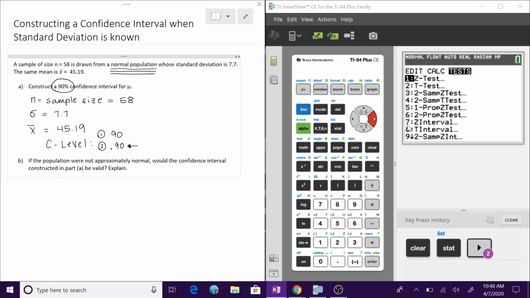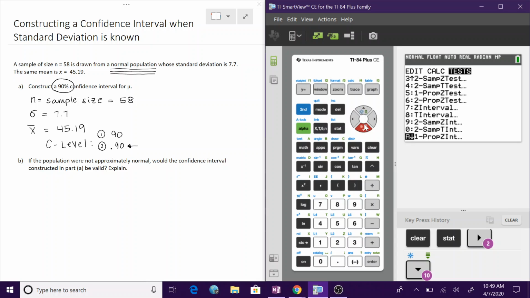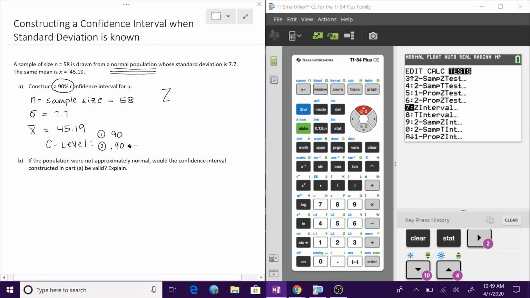So from there, what we want to do is go down to number 7. We also like number 8. And we also like number A. Now, specifically for this problem, we know what our standard deviation is, or our sigma. So since we know our sigma value, we want to use our z interval. Z interval. And that is very important to remember, you guys. Z interval. All right, so we want to go and press enter.